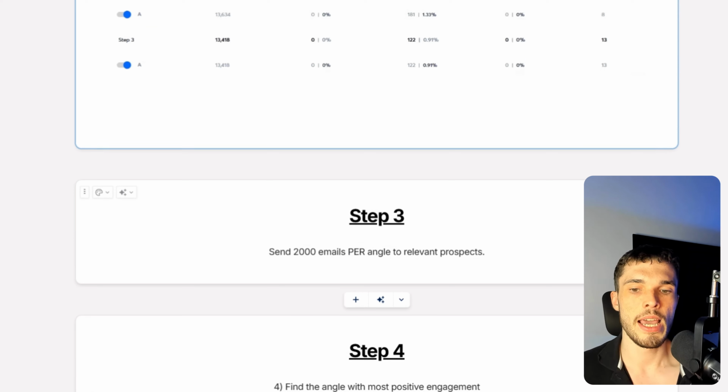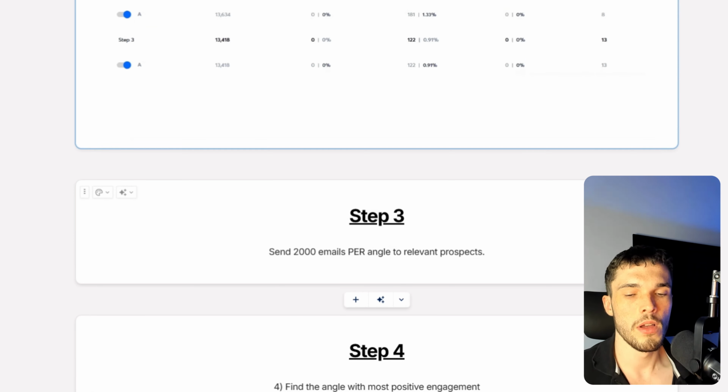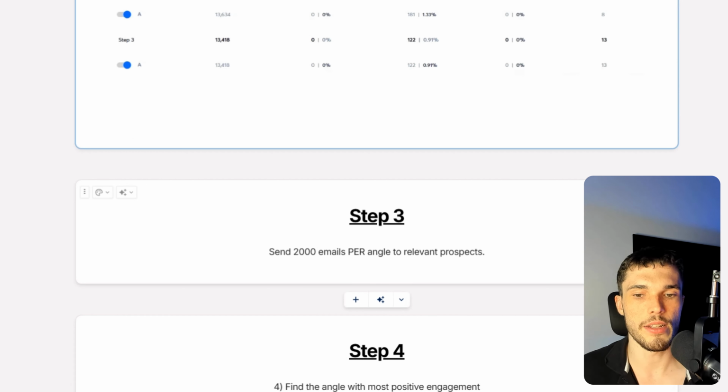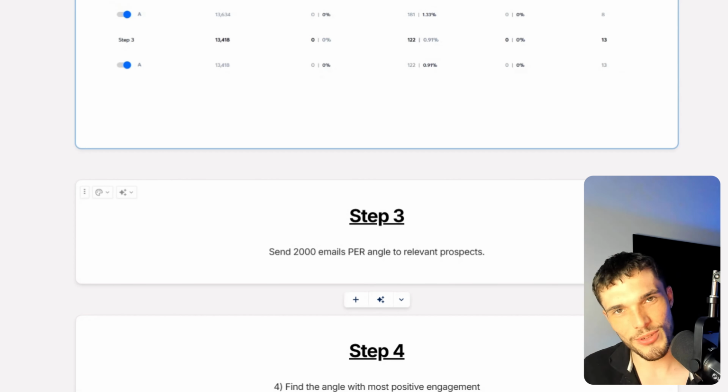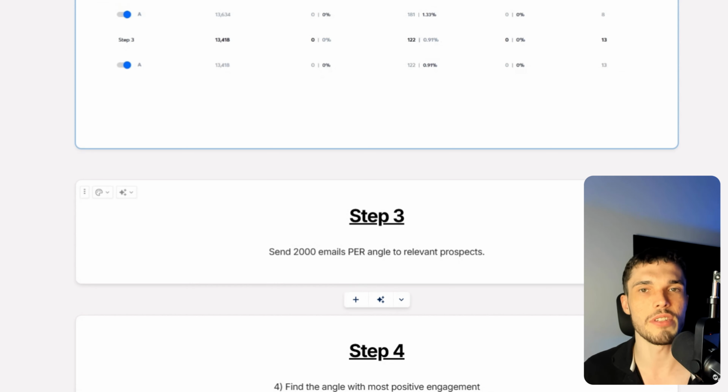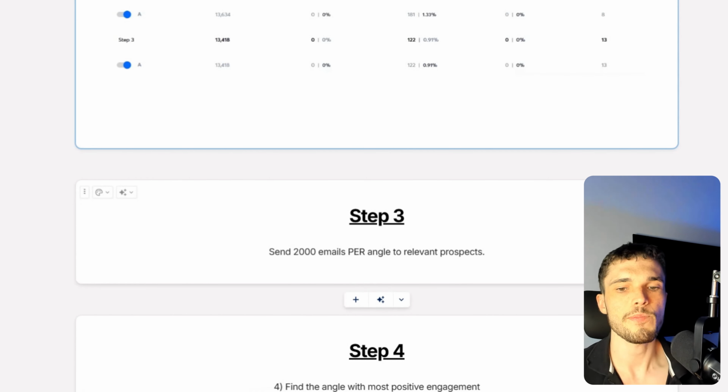Step 3 is to send at least 2,000 emails per angle to relevant prospects. And so the reason why you want to send 2,000 emails per angle is because you really want to make it statistically significant. Now, why 2,000? Well, that's just sort of what we've seen work, right? Some people make the mistake and they think 100 emails is enough to make it statistically significant, but it's really not the case. You got to send 2,000 in our estimation to get relevant information on whether or not a specific angle works. So people tend to either discard angles too early, or they send 20,000 emails with the same angle, expecting things to change, which is pretty irrational. If you send 2,000 emails and you haven't got a lead, it's time to switch it up. So that's step 3.